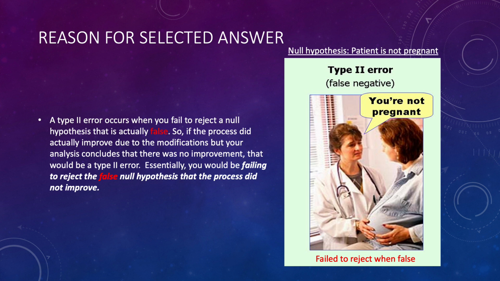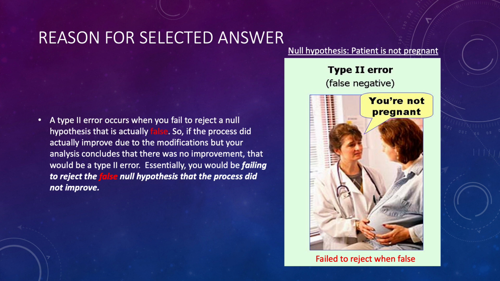So, if the process did actually improve due to the modifications, but your analysis concludes that there was no improvement, that would be a type 2 error. Essentially, you would be failing to reject the false null hypothesis that the process did not improve.